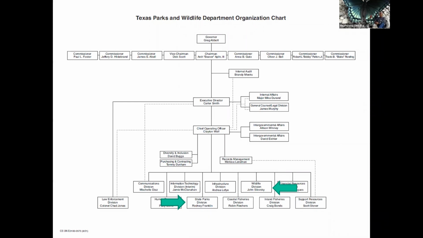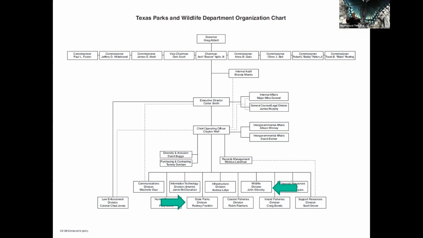It goes actually a little deeper than that, but just to give you an overall idea, these are all the different divisions that we have within Texas Parks and Wildlife. We have law enforcement, state parks, coastal fisheries, inland fisheries, wildlife. So basically we've got wildlife and coastal fisheries and inland fisheries.